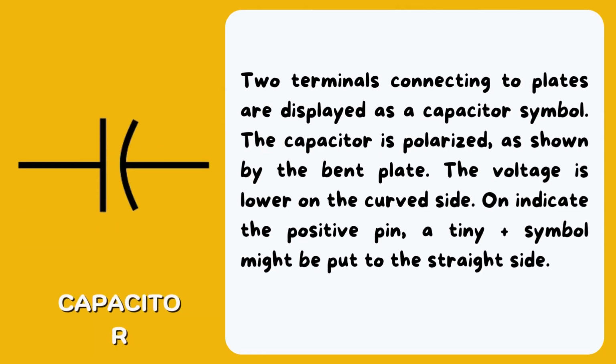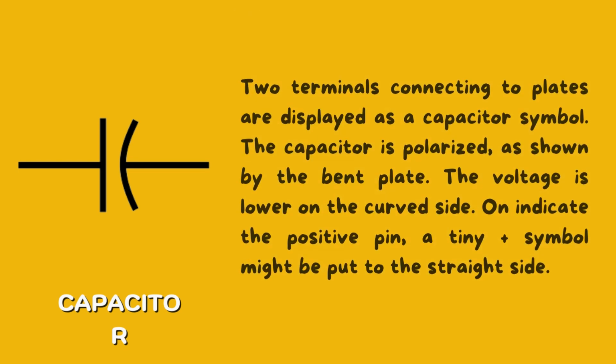Capacitor: 2 terminals connecting to plates are displayed as a capacitor symbol. The capacitor is polarized, as shown by the bent plate. The voltage is lower on the curved side. To indicate the positive pin, a tiny plus symbol might be put next to the straight side.